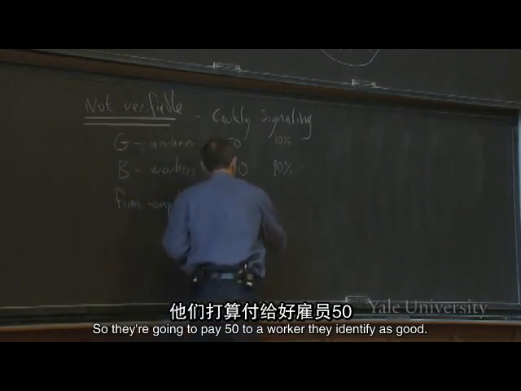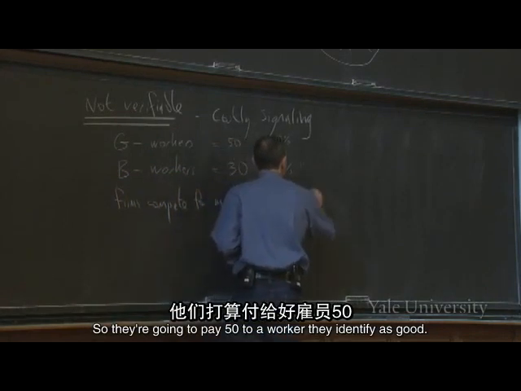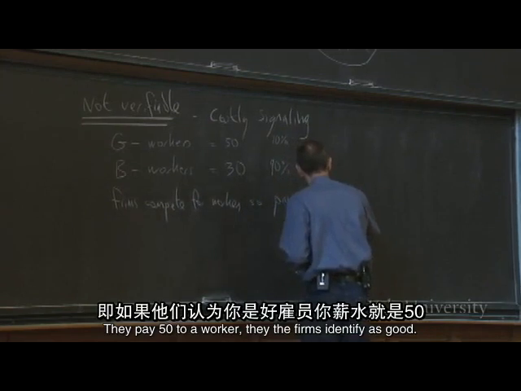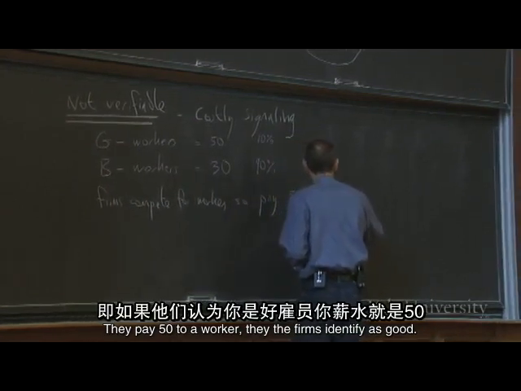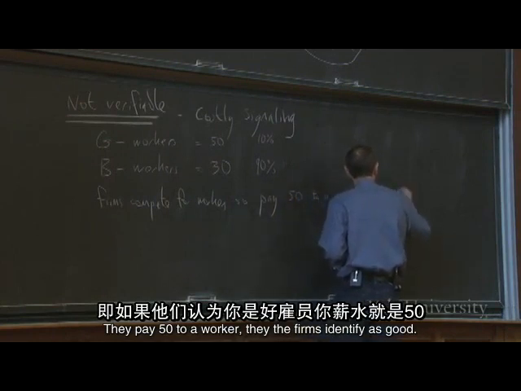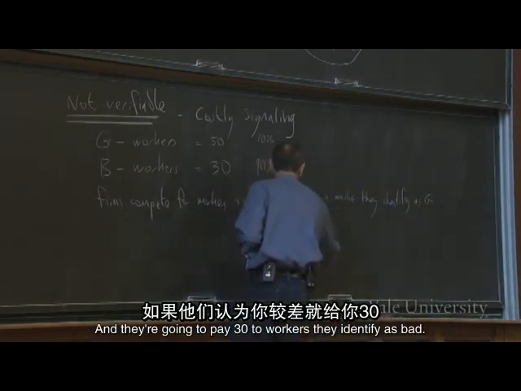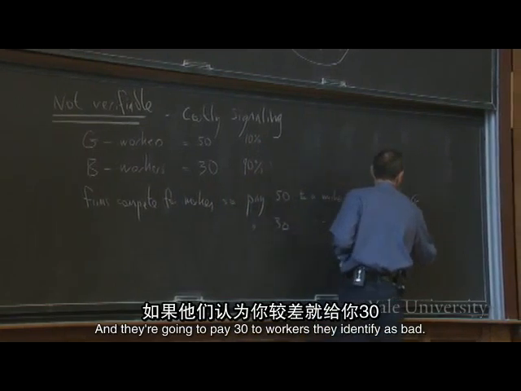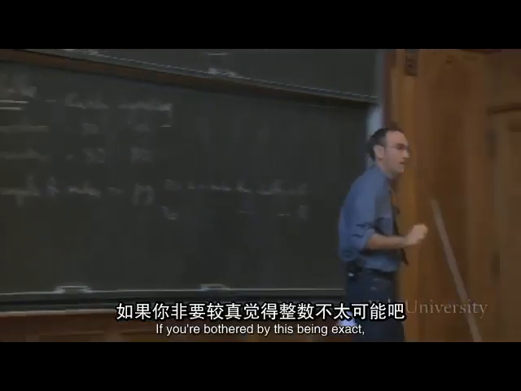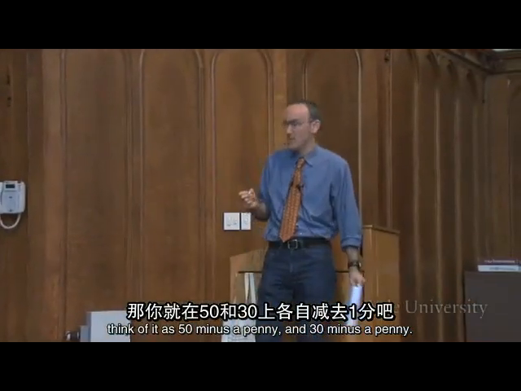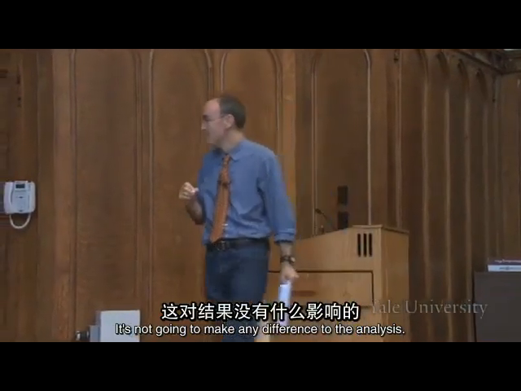So they're going to pay 50 to a worker they, the firms, identify as good, and they're going to pay 30 to workers they identify as bad. All right, if you're bothered by this being exact, think of it as 50 minus a penny and 30 minus a penny. It's not going to make any difference to the analysis.